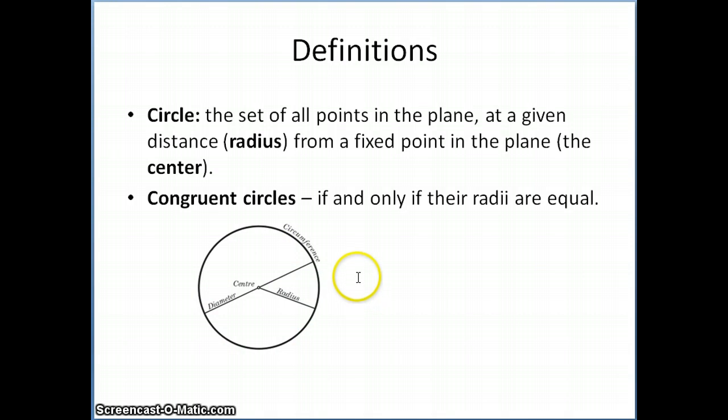Congruent circles. When we talked about congruent triangles, we had a definition, and we have a similar definition for congruent circles. If we have two circles, they're congruent if and only if their radii are equal. So it's a lot easier than congruent triangles. We just need to compare their radii.